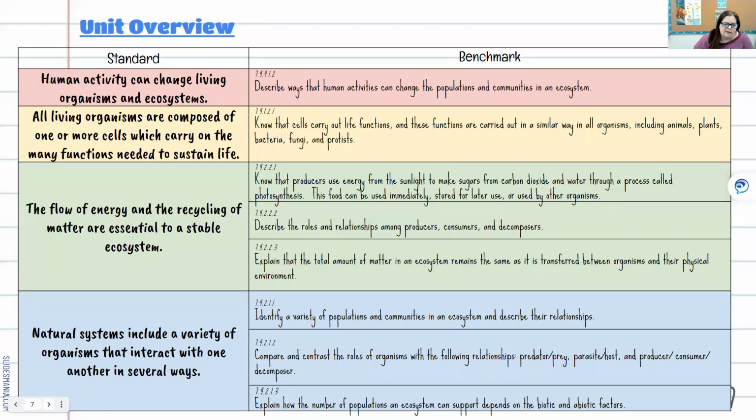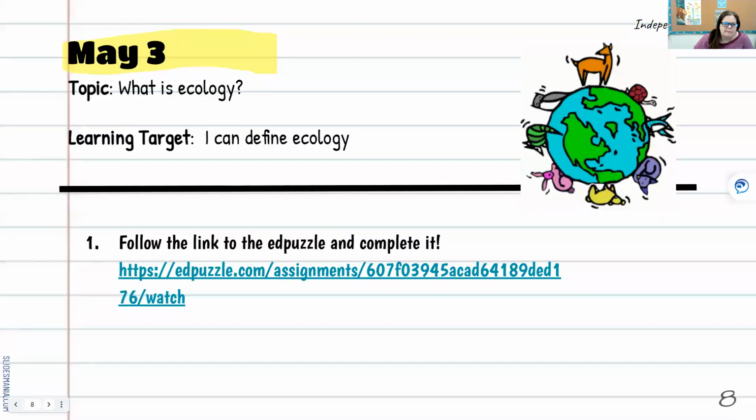The standards that we're covering for the remainder of the school year are listed here. Again, Monday's work is what is ecology, an Edpuzzle that you needed to complete. It took about 5 to 10 minutes.